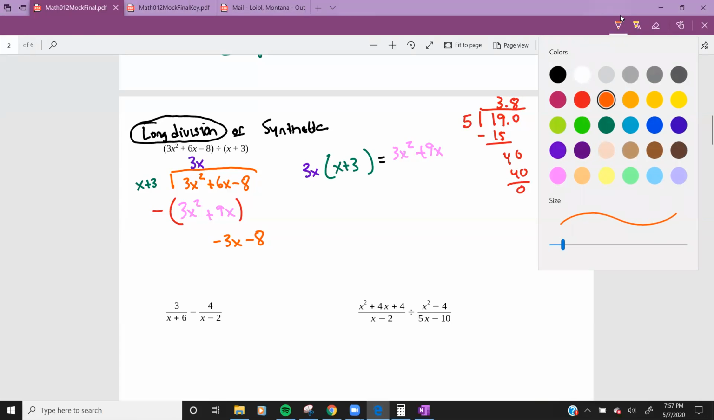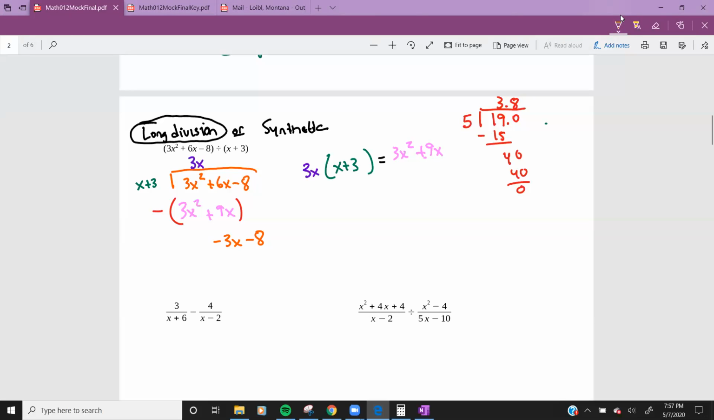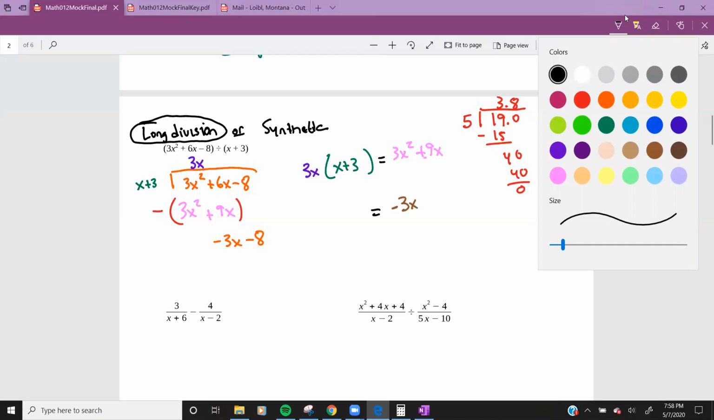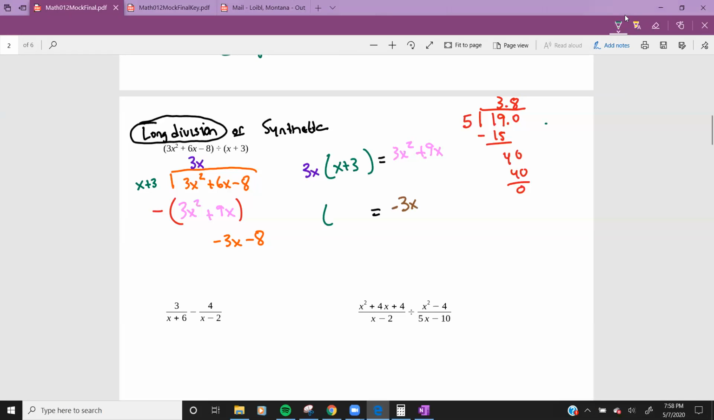Right, the goal being, we'll choose around here. I want a negative 3x here. Let me rewrite this, right? The question being, what can I multiply to x plus 3 to get a negative 3x? Again, we're going to have some other terms, but be thinking of what I have to multiply, because what goes there is what goes up here and what finishes the problem.